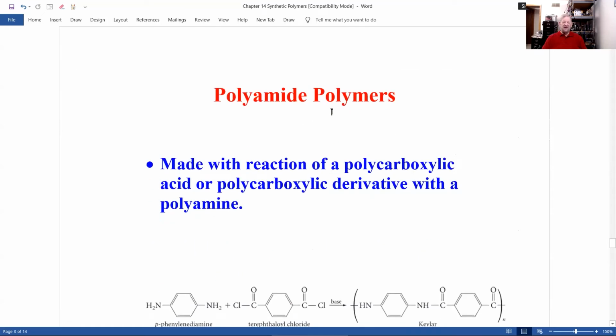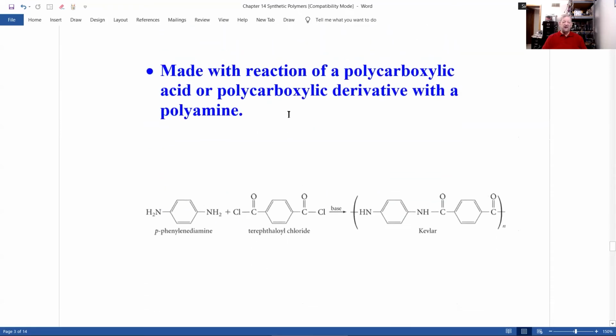Now, polyamides are made with either a diamine or polyamine and a derivative. This is called an acid chloride, terephthaloyl chloride, made from terephthalic acid. Yeah, my mouth doesn't want to work today. And this is an acid chloride, and it reacts just like a carboxylic acid, but much quicker.